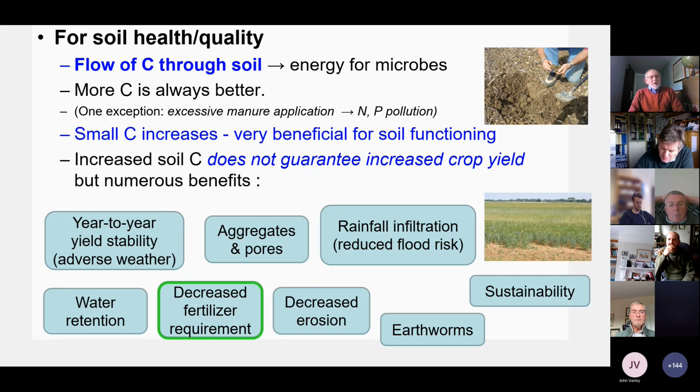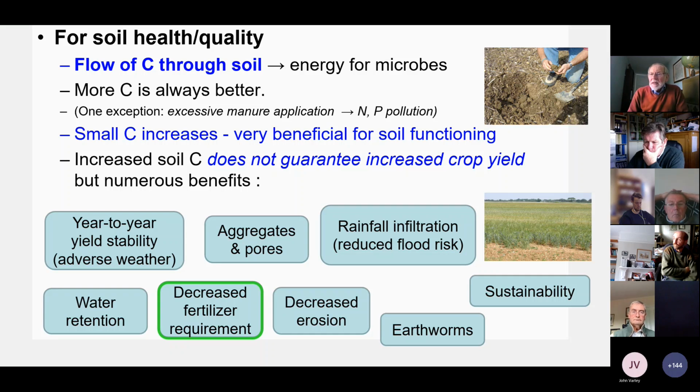Right, so for soil health or soil quality, I would say it's the flow of carbon through the soil that counts, because organic matter, carbon coming in and being processed by microbes, gives energy to the microbes in the soil. And the microbes do many of the things that we want. They release nitrogen and phosphorus and sulfur for crops, and they make gluey substances that help to hold aggregates together. So it's the flow through the soil that matters, and nearly always more is better, with a few exceptions.